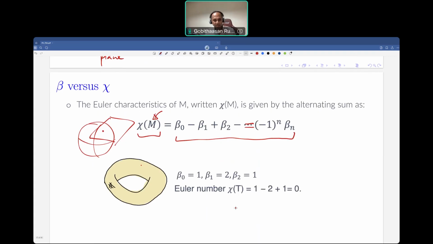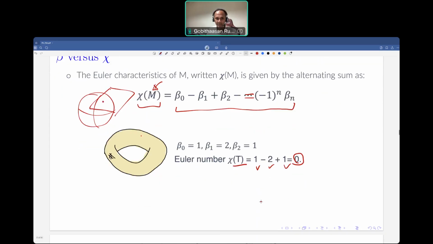The Euler characteristic of a torus is actually 0. I showed this previously. How can you compute it by just looking at the Betti numbers? Betti 0 is 1, Betti 1 is 2, Betti 2 is 1. So if you calculate the connected components and the number of holes, you would be able to do the alternating sum and then compute its Euler characteristic as well.